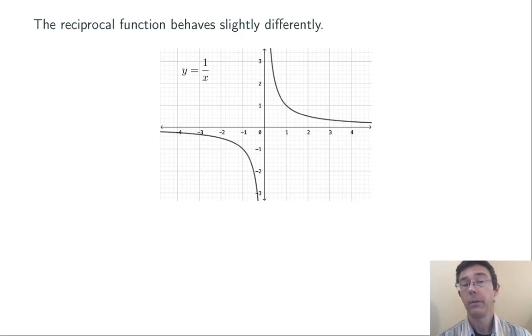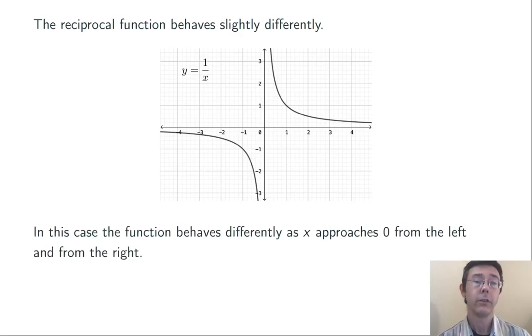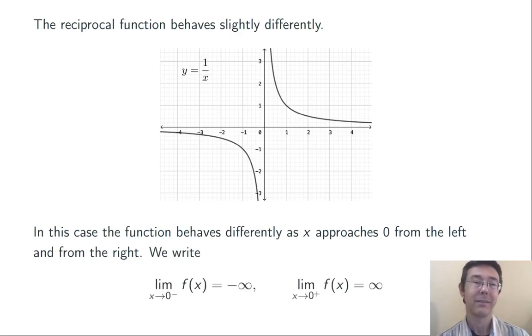Here's another example. y equals 1 over x. Again, x equals 0 isn't in the domain here. We need to look at limits. In this case, though, the behavior of the function is different on the left and the right of 0. We should be thinking about one-sided limits.